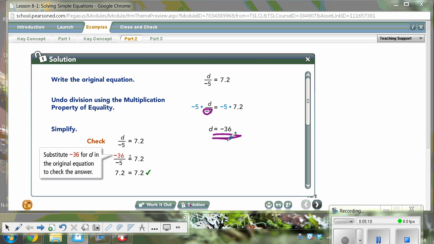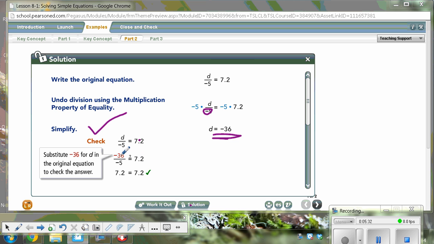Here's one of the most important things, though. I'm not done. I need to check it. Does it make sense? So wherever I see d, I put in negative 36. So negative 36 divided by 5, does it in fact equal 7.2? Well, if I put it in a calculator, yes. But let me do some quick checks just to make sure. So I have two negatives. Two negatives will always give me a positive.